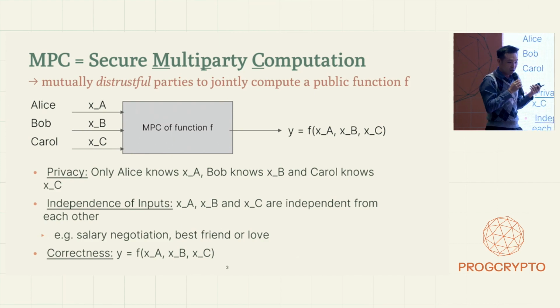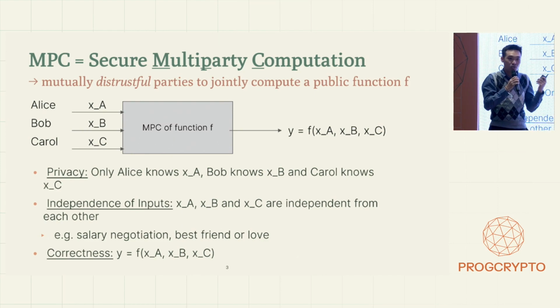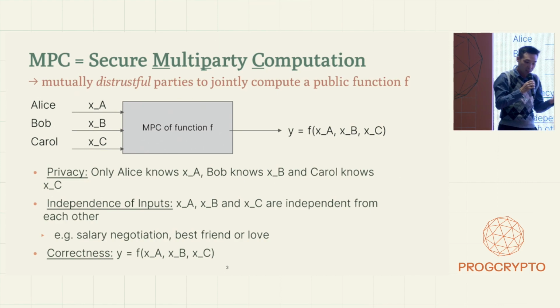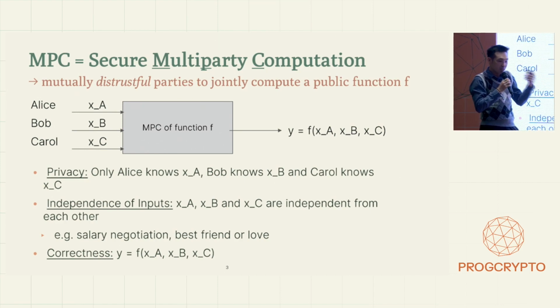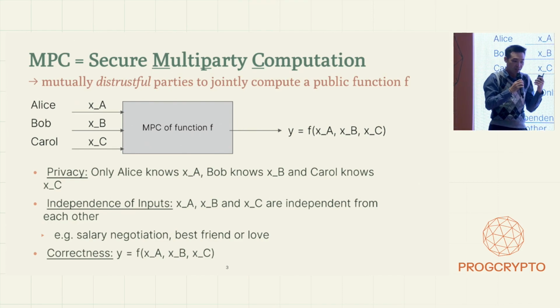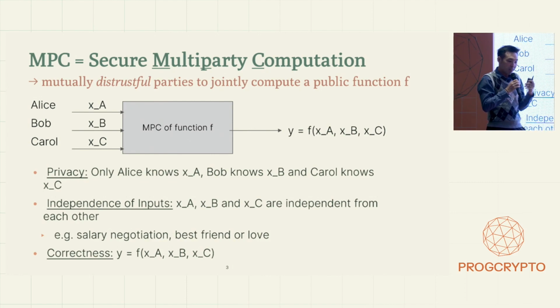First of all, of course, privacy. We want that only Alice knows the private input XA, Bob knows XB, and Carol knows XC. This is a must, the first must. There is also a nice property out of this MPC box: independence of inputs. XA, XB, and XC can be independent from each other.